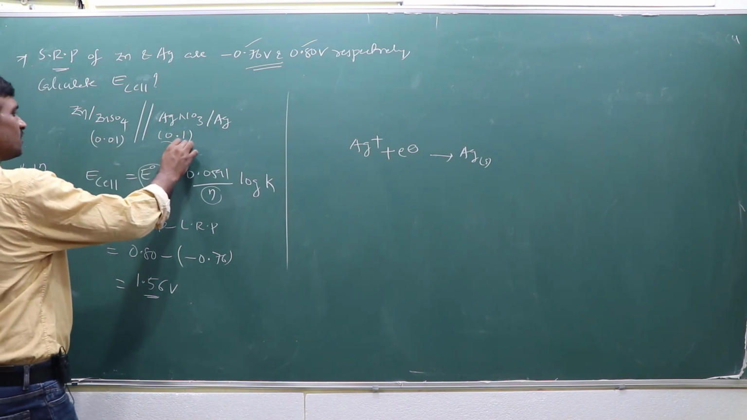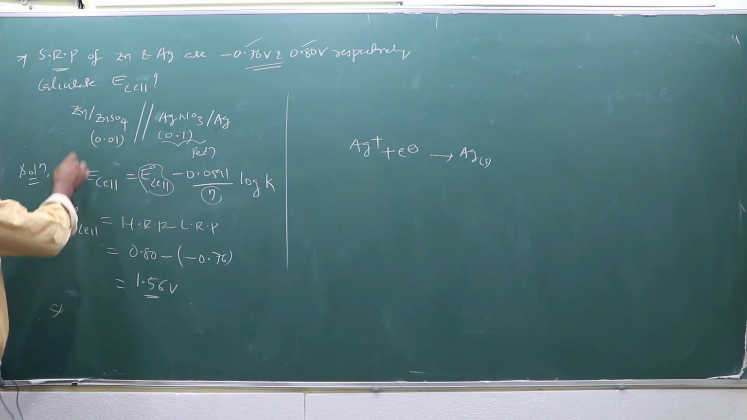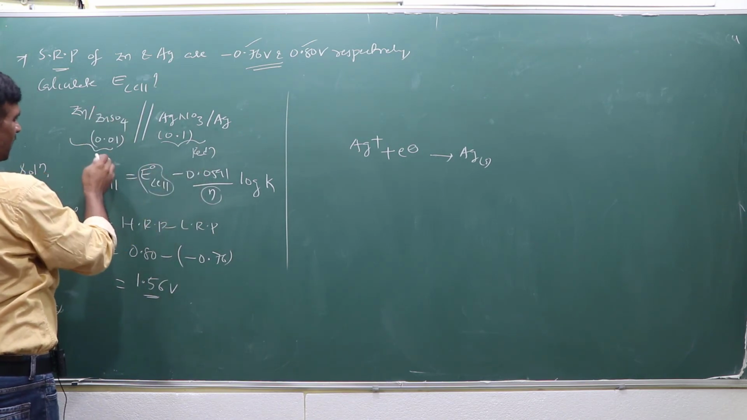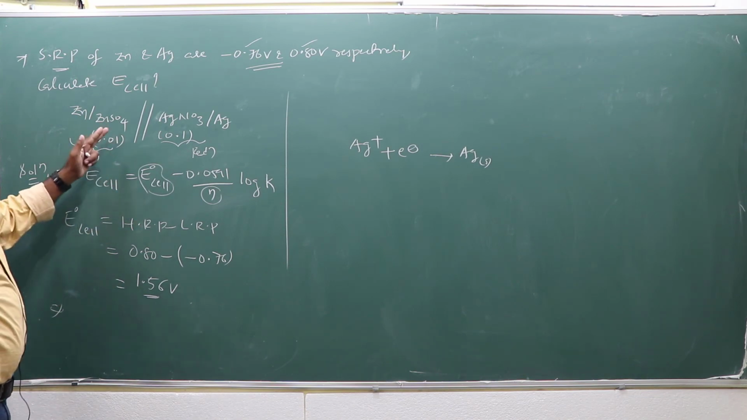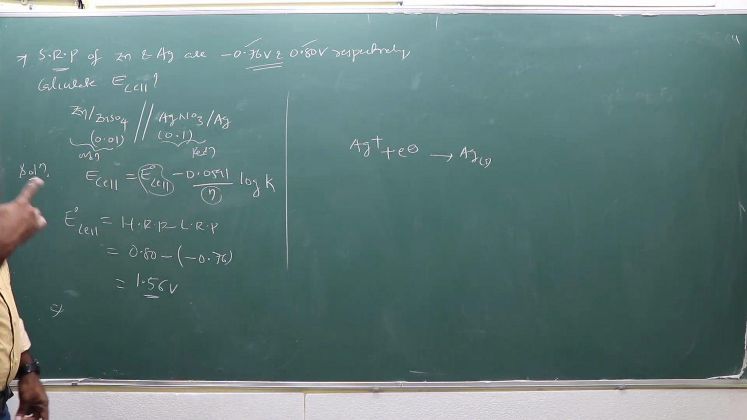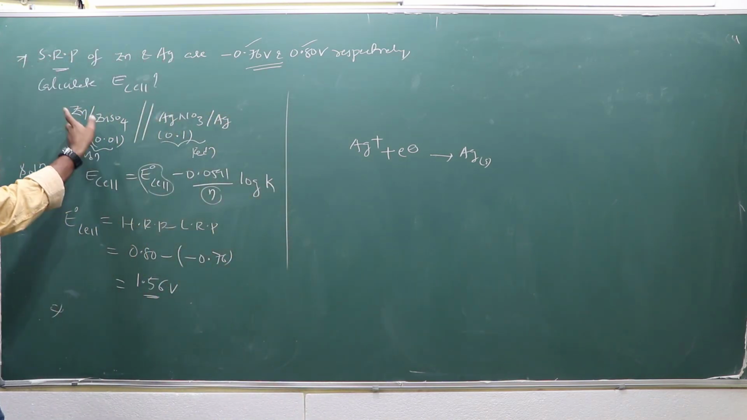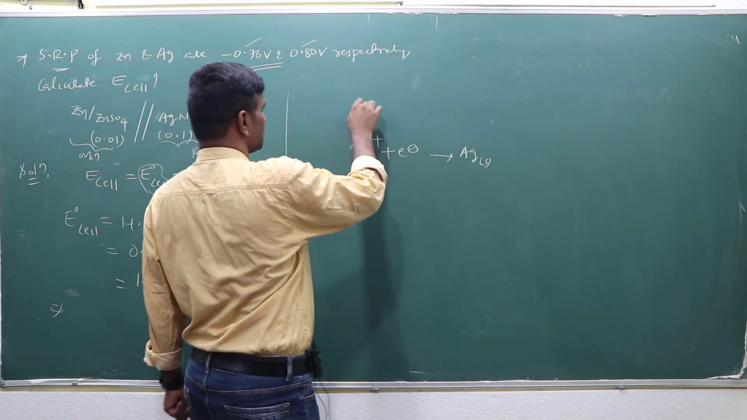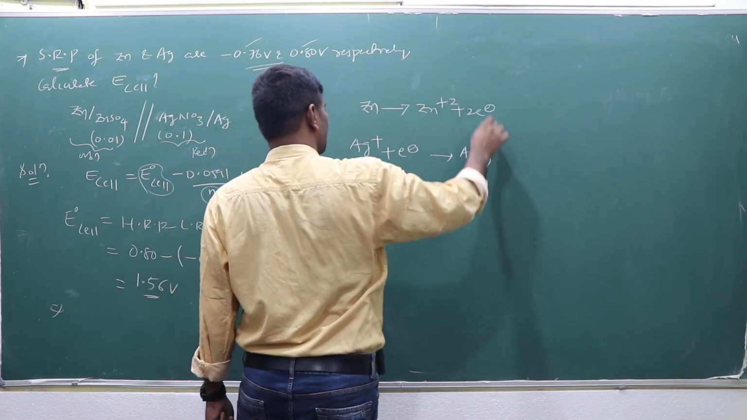Based on the cell notation, on the left side which reaction takes place? Sorry, the right side is where the reduction reaction takes place, the cathode. And the left side is where the oxidation reaction takes place, acting as the anode. Oxidation of cell, reduction of cell. Or based on the reduction potential also, the lower reduction potential is where oxidation takes place. Zinc is going to be zinc plus 2, with 2 electrons.